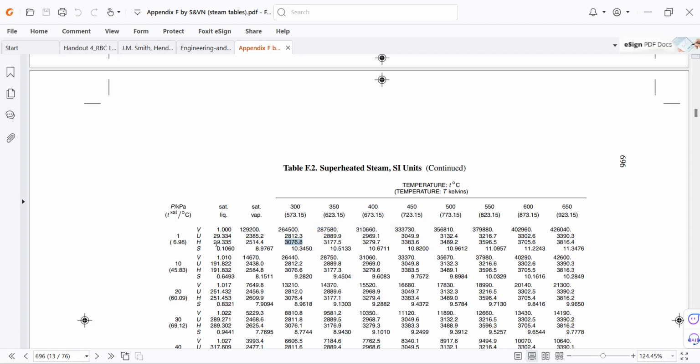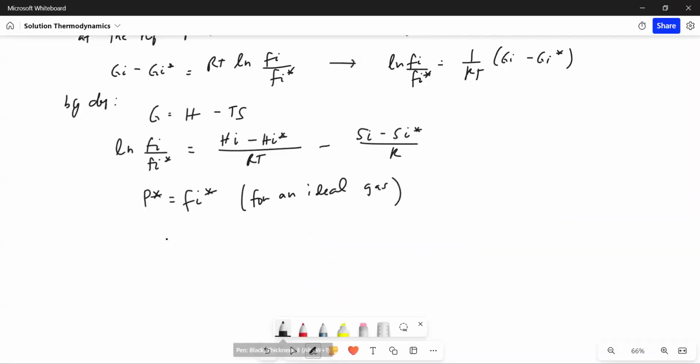So take note that we're not going to look at the saturated table because we're dealing with the gaseous phase. So get the enthalpy here, which is 3000 plus, and the entropy. So take note of that. All right, so I hope that is clear. Let's go back to our board and write from the steam table.